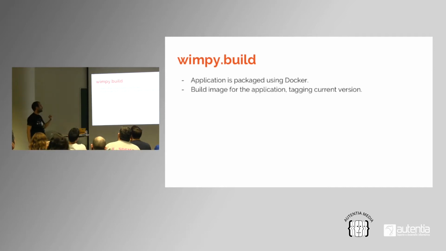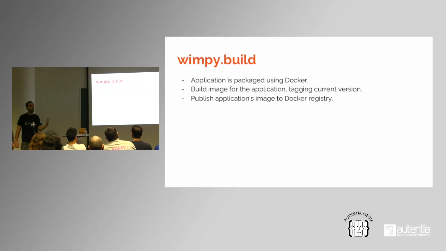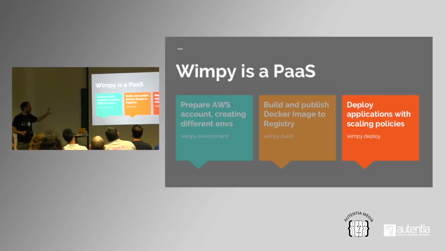So when you run this role, your application is packaged. We build a Docker image, and we tag that image with the version that you pass as parameter when you executed the deployment. And finally, we publish that Docker image to the registry, which can be a registry that you provided or the registry that Wimpy created in your Amazon account. So now we have already our account ready to get deployments. We have our application image published in our Docker registry. Now we just have to deploy our application.